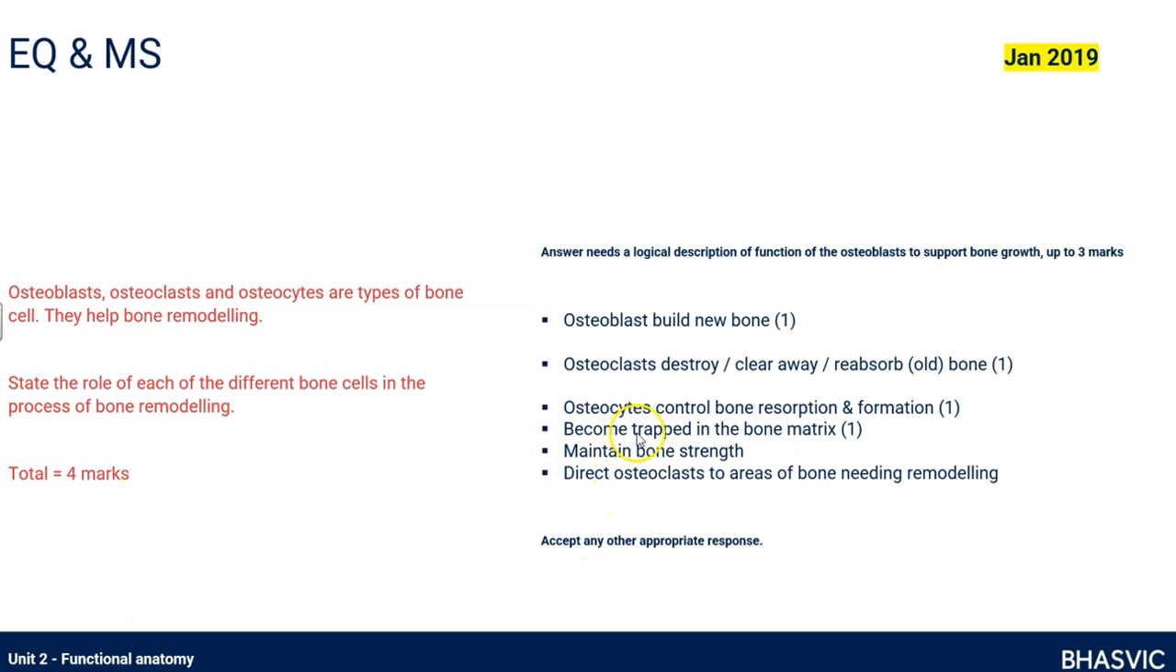So how do osteoblasts become osteocytes? Mature osteoblasts get trapped in the bone matrix and become osteocytes. Osteocytes are in charge, remember. Their job is to maintain bone density and strength. Their job is to direct the osteoclasts and tell them where to go and do bone remodeling.